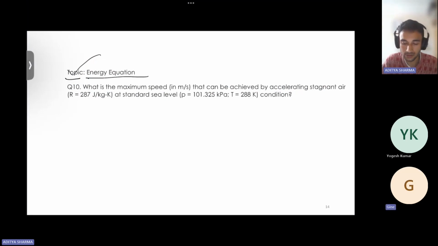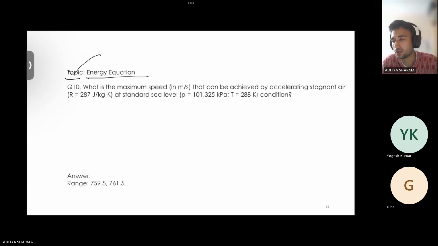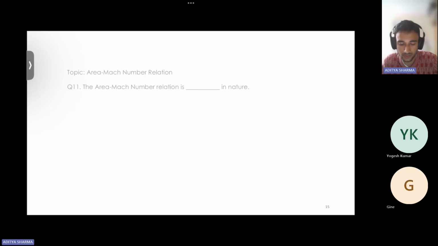We have hardly 5 minutes. So this question was over. Ginny, could you just check? Yes, I got the answer 760.85. I missed one value while calculating. Okay, no issues. All right, so let's move ahead.